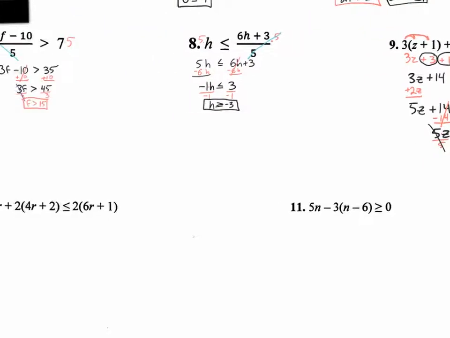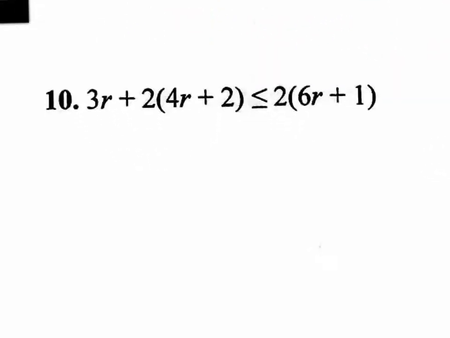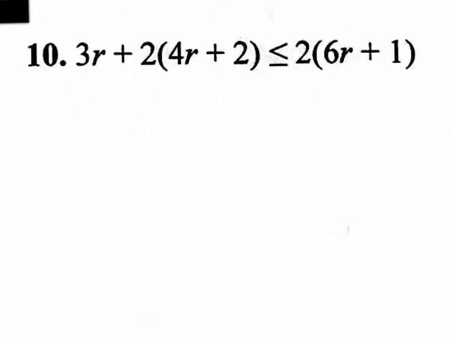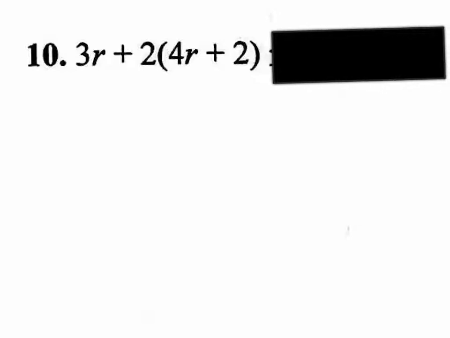Let's move on to number 10. Fun. Crazy. Let's simplify. Let's do the left side first. Let me cover up the right side here. Let's simplify. What do I do first? Distribute. And when you distribute, I recommend circling it, including the sign that's in front.